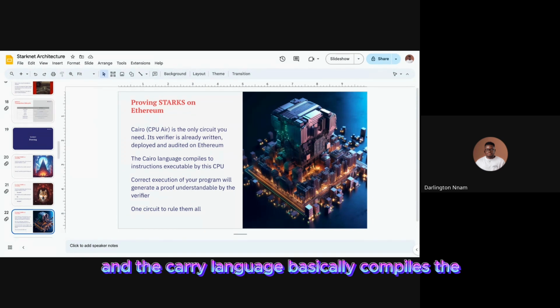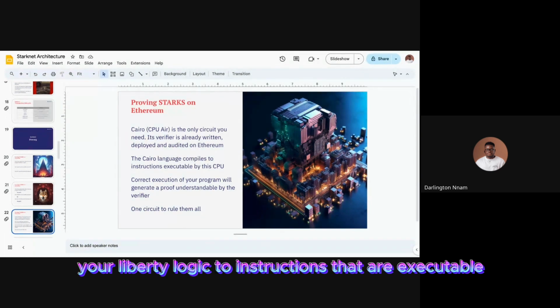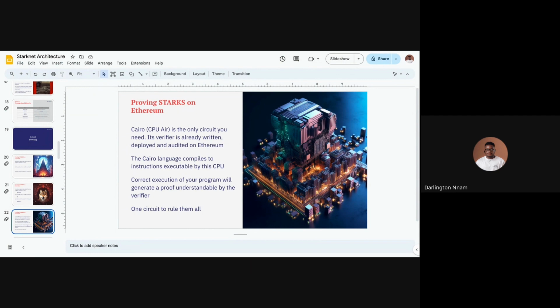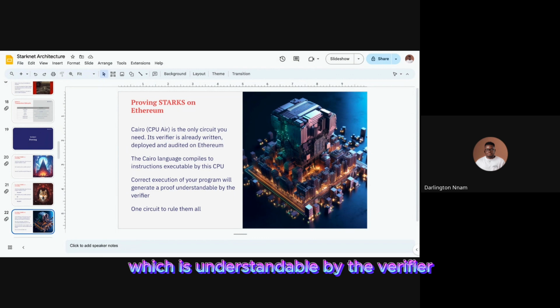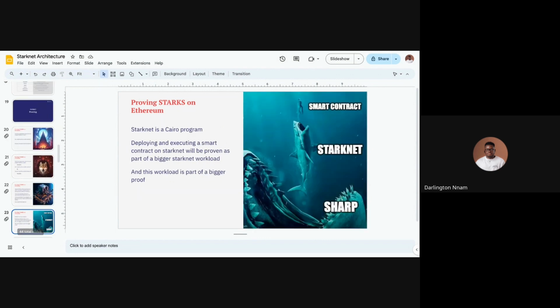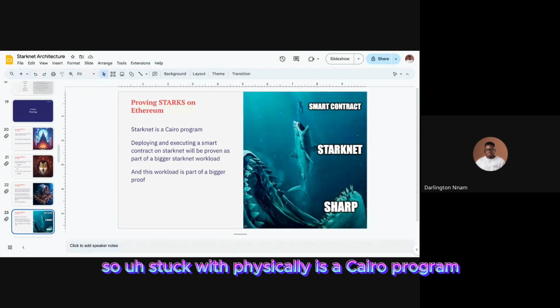And the Cairo language basically compiles your written logic to instructions that are executable by this CPU. Correct execution of your program generates a proof which is understandable by the verifier. And so you have one circuit that can adjust to multiple logics. So Starknet basically is a Cairo program.